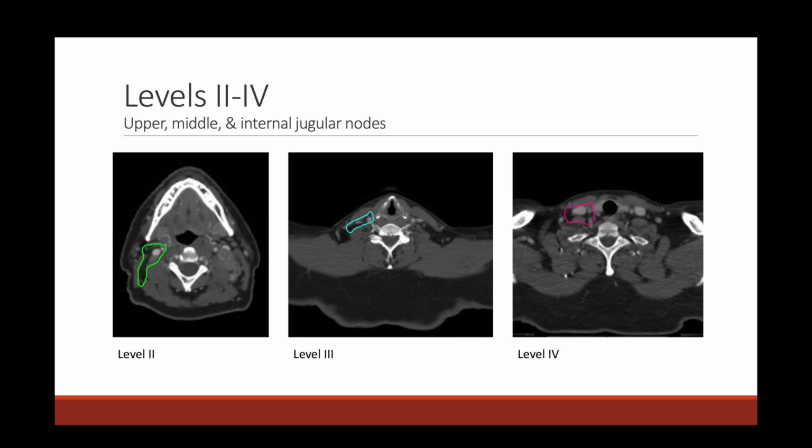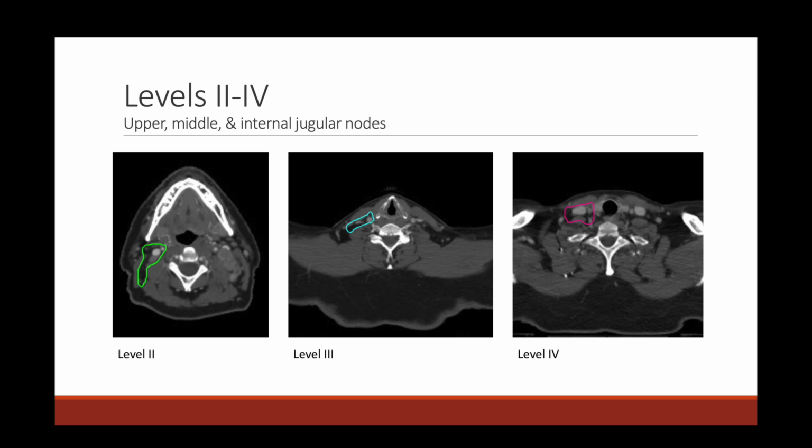And we're still using the same exact principles. So we're drawing a line along the inside of the sternocleidomastoid muscle. We're making sure that we include all of the fatty space that's on the inside, but we're not including any of the muscles that sit more medially. We're making sure that we wrap our contour along the blood vessels, and roughly the anterior and posterior borders of the sternocleidomastoid are the anterior and posterior borders of our nodal volume.